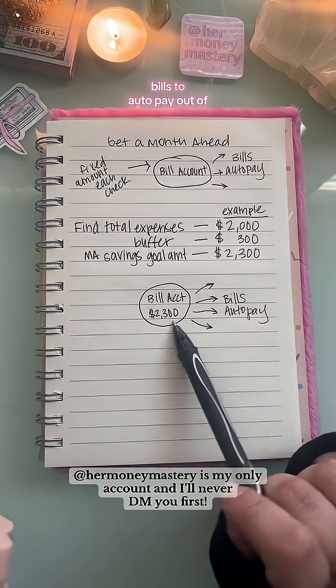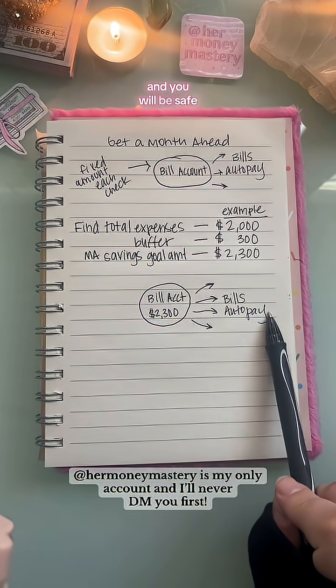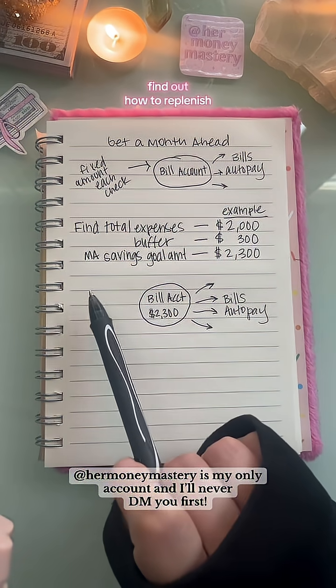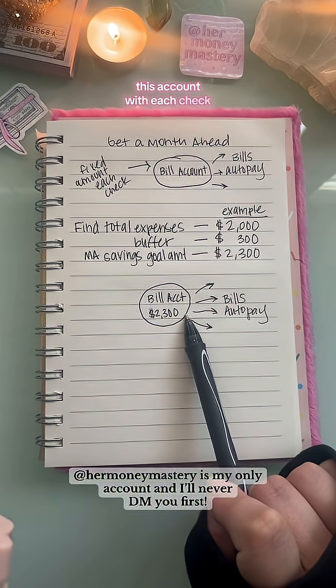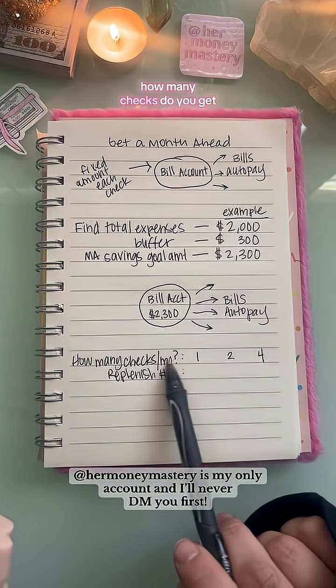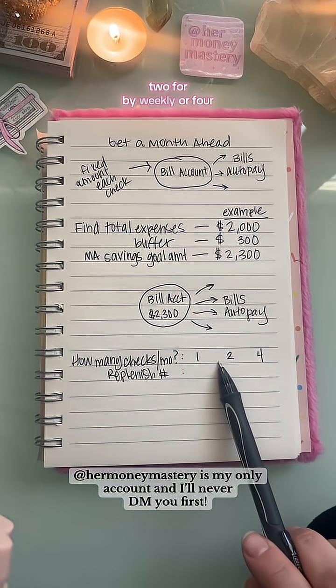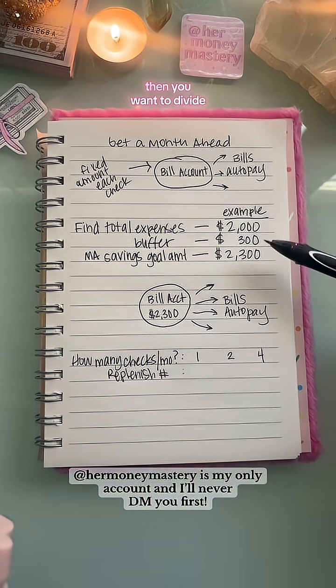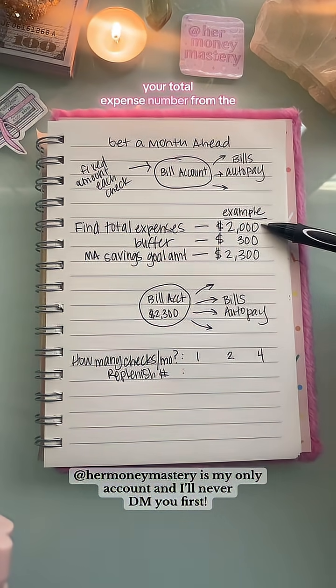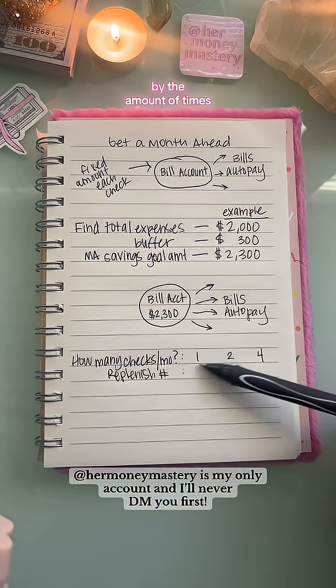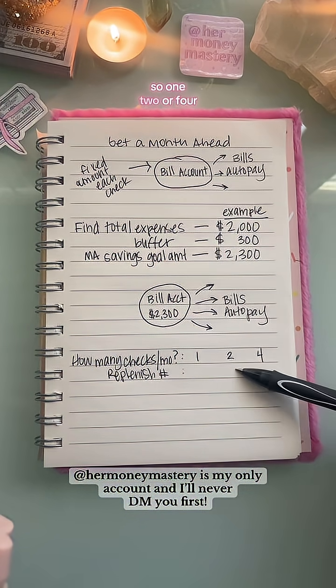You can now set your bills to auto pay out of this account, and you will be safe doing this because we are about to find out how to replenish this account with each check. First, you want to figure out how many checks you get per month. Do you get 1, as in you're paid monthly, 2 for bi-weekly, or 4 for weekly? Then you want to divide your total expense number from the example above by the amount of times you get paid per month, so 1, 2, or 4.